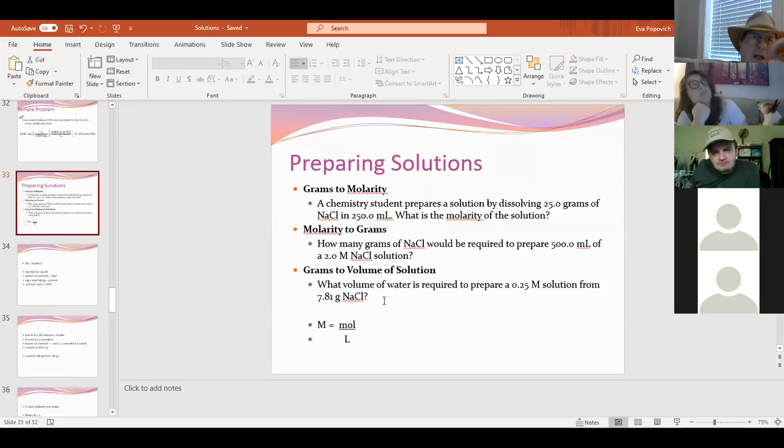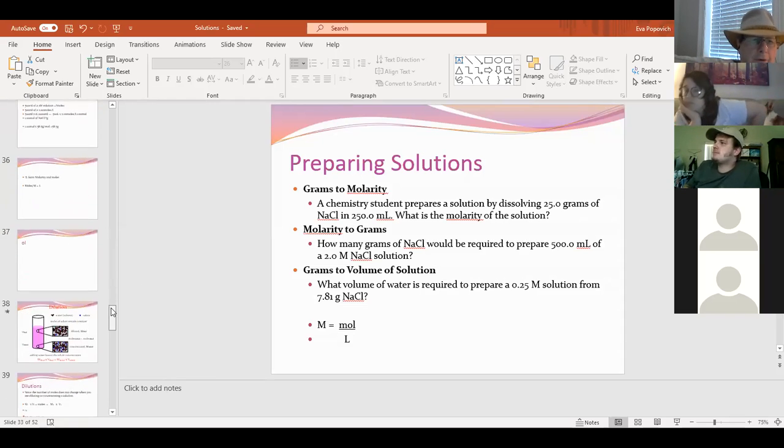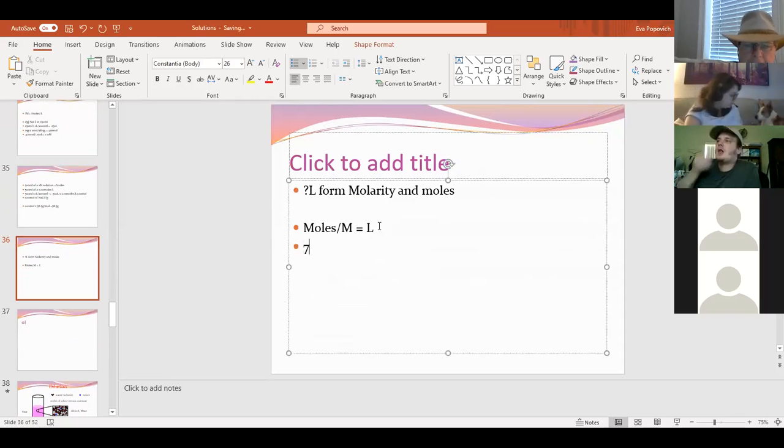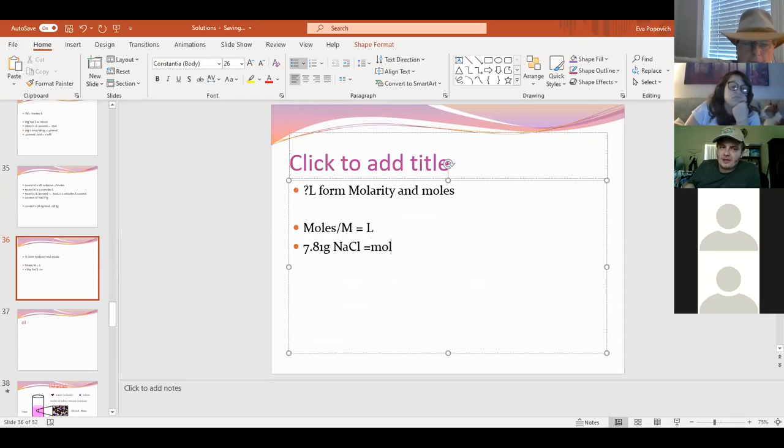Do we have the molarity? Yes. Do we have moles? We can figure it out from the grams. We have 7.81 grams of NaCl. Guys, how do I go from there to moles? Molecular weight. One mole over the molecular weight.